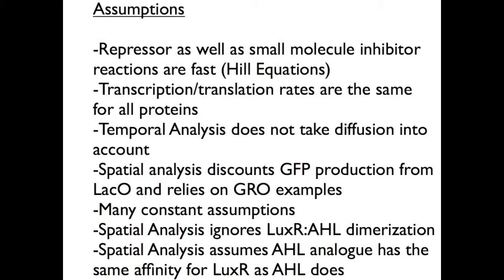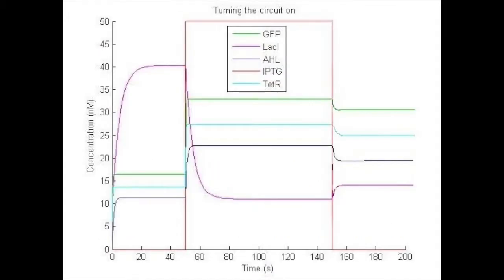We make several assumptions in our model. We assume that the repressor as well as small molecule inhibitor reactions are fast, so we get the Hill equations. We assume that transcription and translation rates are the same for all proteins. Spatial analysis discounts GFP production from LACO and relies on GROW examples. We have many constant assumptions as well. Spatial analysis ignores the LUX-R-AHL dimerization, and spatial analysis also assumes that the HL analog has the same affinity for LUX-R as AHL does.